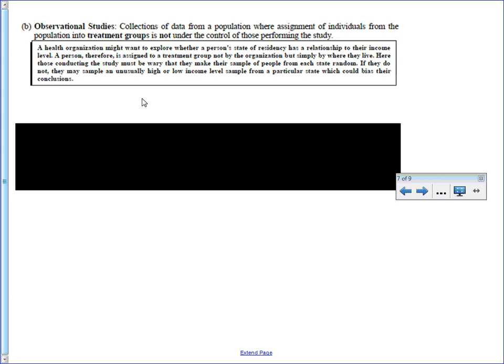Here, those conducting the study must be wary that they make their sample of people from each state random. If they do not, they may sample an unusually high or low income level sample from a particular state, which could bias their conclusions. So in an observational study, the person conducting it doesn't set up the way the data is collected. They just observe what's going on in the study.